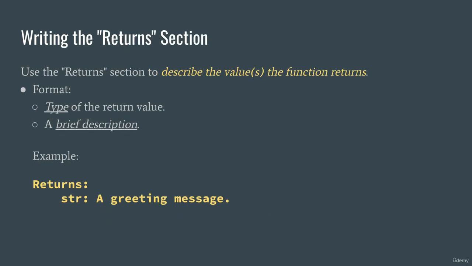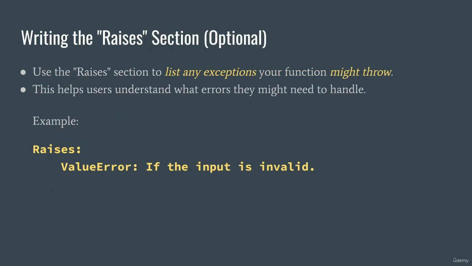When writing the return section, use it to describe what the function returns. Start with the type of the return value, followed by a brief description. For example, if the function returns a greeting message, you'd write str to indicate the type, and then add a short description. Use the raises section to list any exceptions your function might throw, helping users understand what errors they may need to handle. For example, if the function could raise a ValueError when given invalid input, you would specify that.